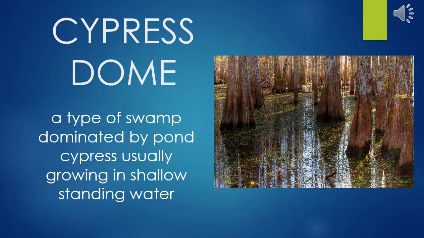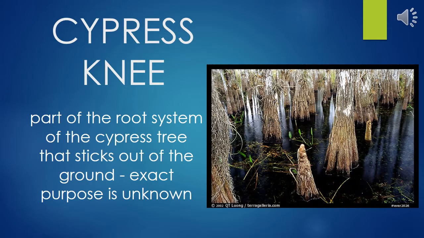A cypress dome is a type of swamp dominated by pond cypress that usually grow in shallow standing water. Cypress knees are part of the root system of the cypress tree that stick out of the ground. Their exact purpose is unknown.